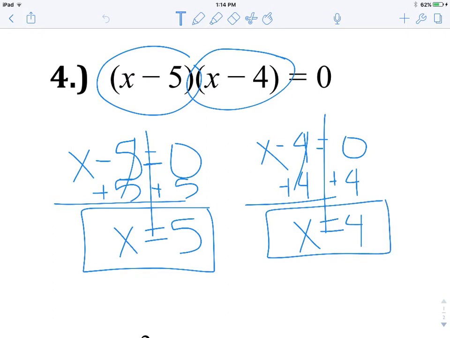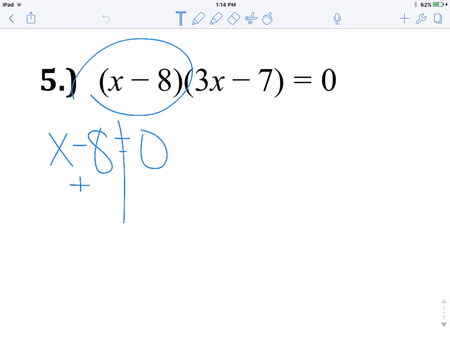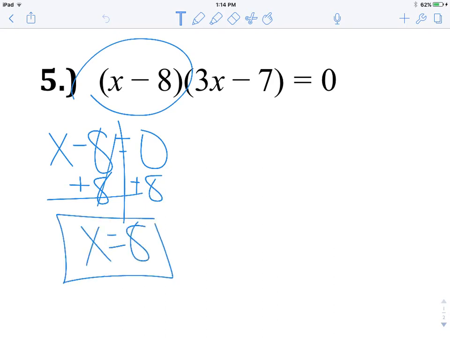So this is slightly easier than the other 3 problems we did because we already factored, or we had to factor. This one's already factored for us. All right, problem 5 is similar to what we just did with problem 4, but there is a little bit of a twist. So again, it is already factored, so do not multiply these back together. We're going to take the parentheses and start from there. So we have x minus 8 equals 0. So I'm going to add 8 to both sides to get x equals 8. That is one of our solutions, our answers.